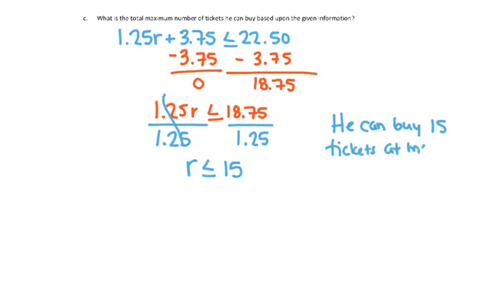He doesn't have enough money to buy any more tickets than 15. He has enough money to buy less than 15 tickets, but not more than 15 tickets. So that's how we're going to solve an inequality for our missing variable. So let's look at another one before I set you guys free for your homework.